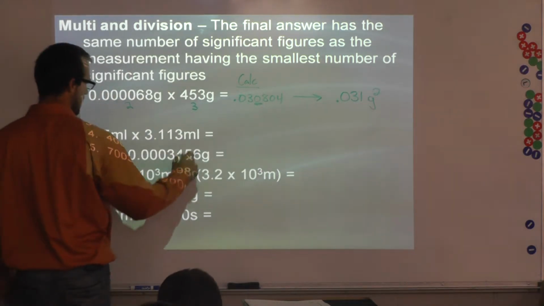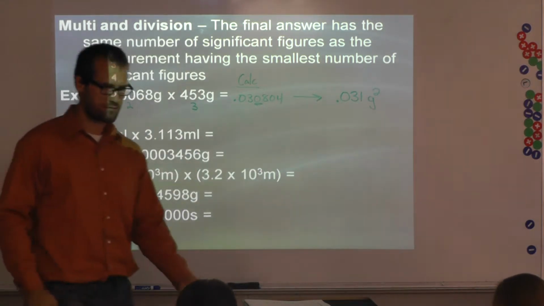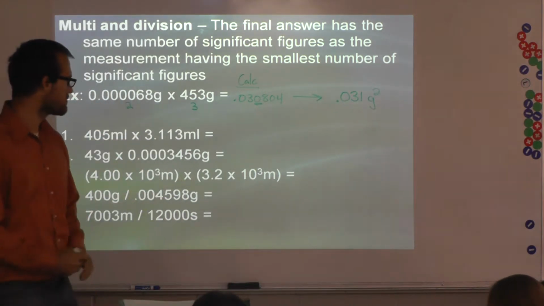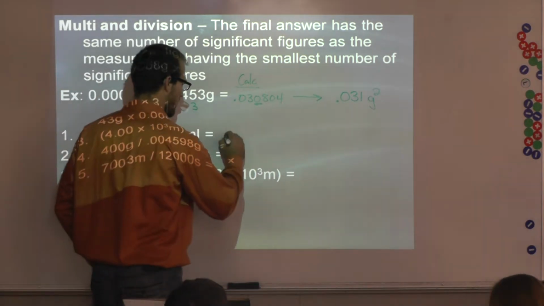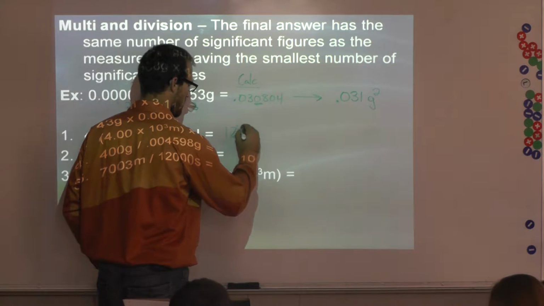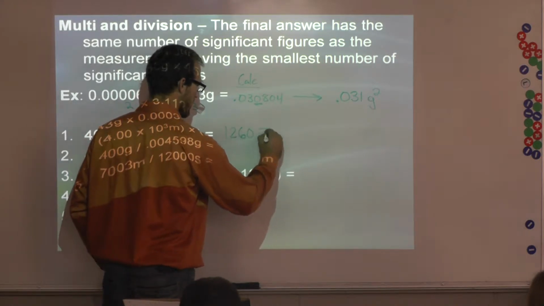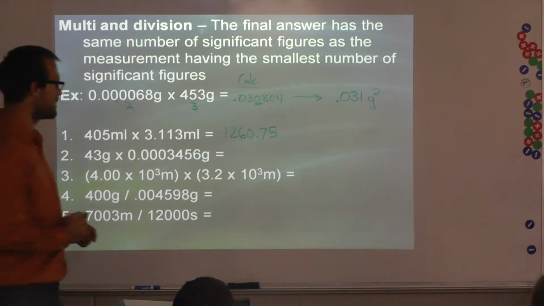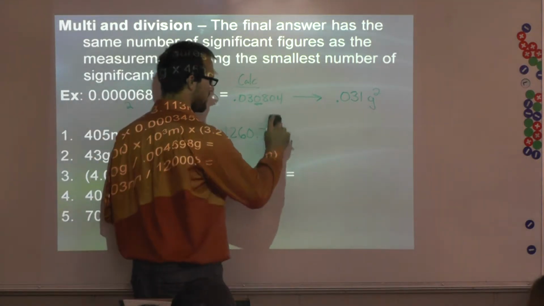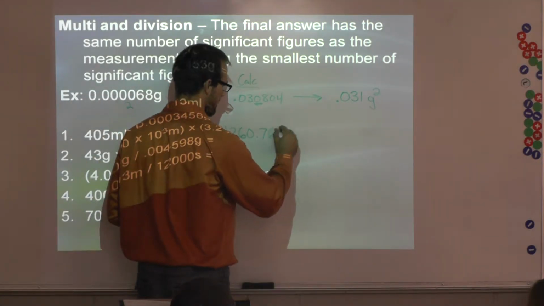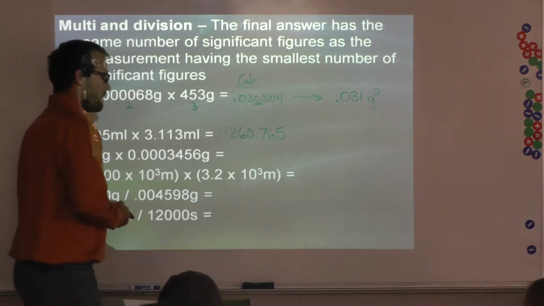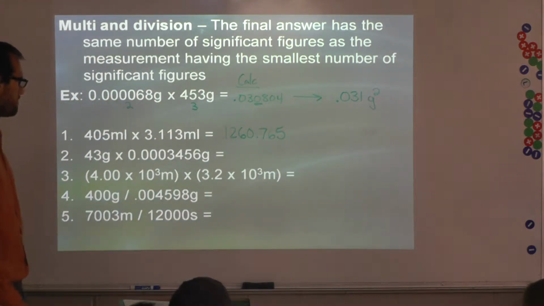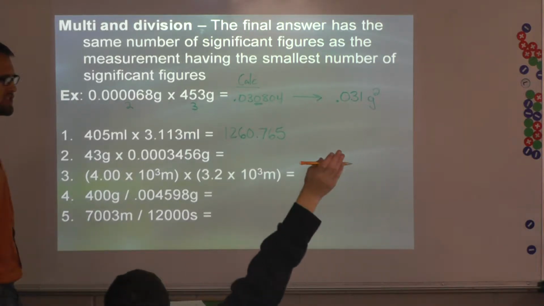Plug this one in your calculator. 1,260.75. 765? Okay. We're not going to go that far anyways, but. Okay? All right. Walk me through the process of identifying how I'm going to change that answer. Ethan?